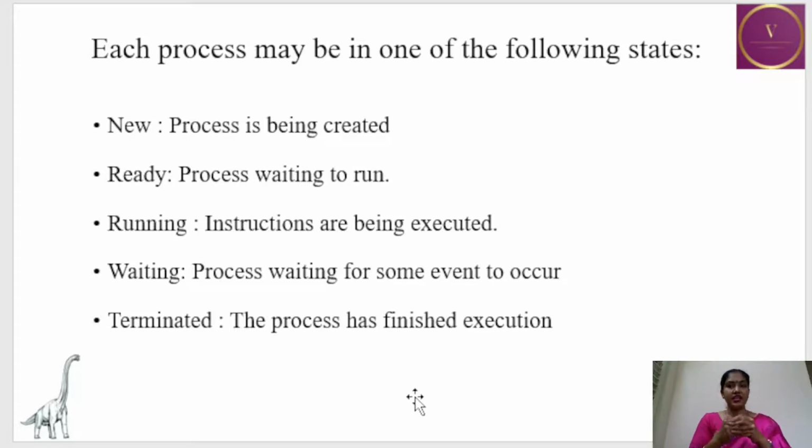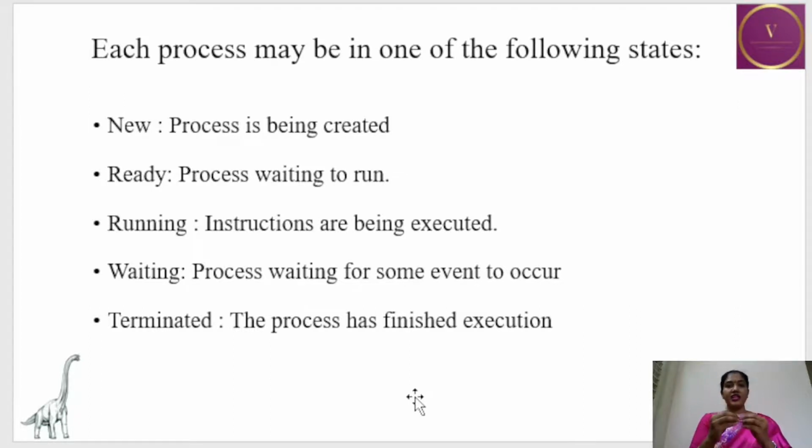Then the waiting state. In the waiting state, the process is waiting for some event to occur, either an IO event, that is either it has to get some information or it has to display some information, like that. And once all the work is over, the process is in the terminated state. The process has finished execution completely.